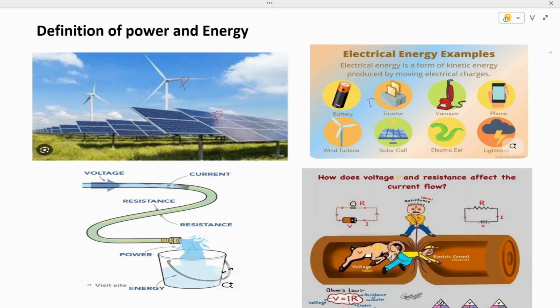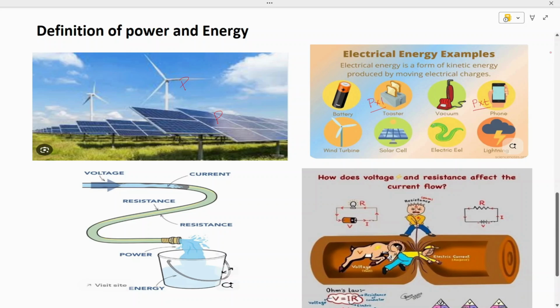Power is consumed over a time of 1 hour, where the toaster consumes energy. A vacuum cleaner also consumes energy. Your mobile phone is also charged for a time of 1 hour. It consumes energy. Wind and solar cells are also a part of energy generation, and this lighting is also electrical energy.